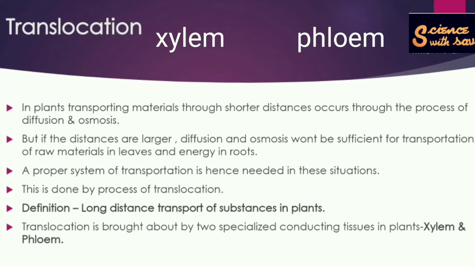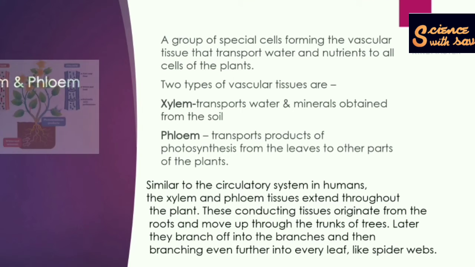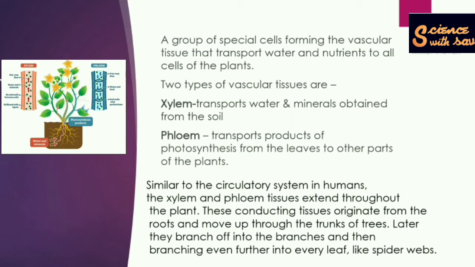They are xylem and phloem, and the process of transporting substances over a longer distance in a plant is called translocation. So now we will be studying xylem and phloem, what their functions are and how they help in transport. Xylem and phloem are a group of special cells which form the vascular tissue, or the conducting tissue, that transports water and nutrients to all parts of the plant.